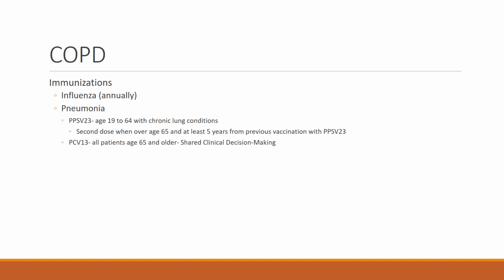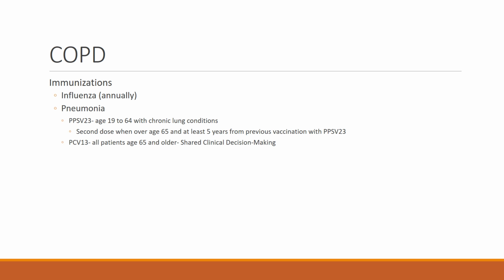And then the pneumonia vaccine, always check out the CDC guidelines for any updates, because there's been a few updates in the last few years. All patients who have chronic lung conditions, which would include our patients with COPD, need to receive the PPSV, the polysaccharide vaccine, PPSV 23, and that's between the ages of 19 to 64 or when they turn 65.